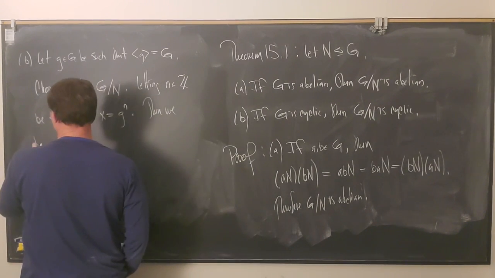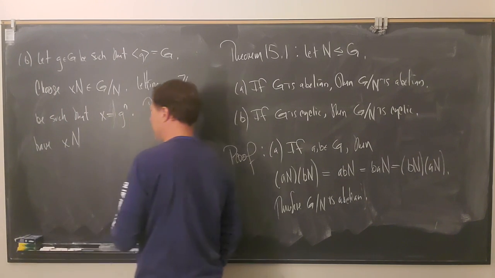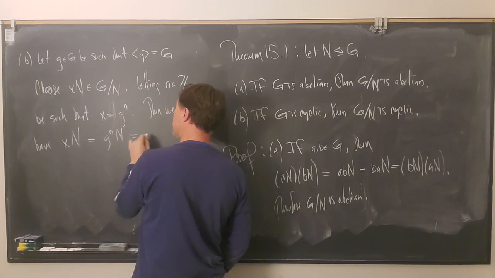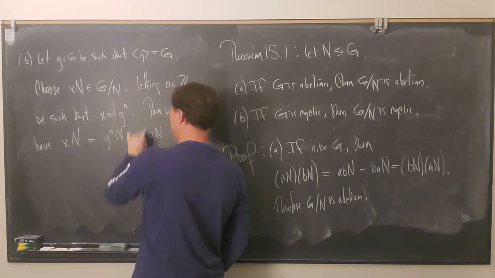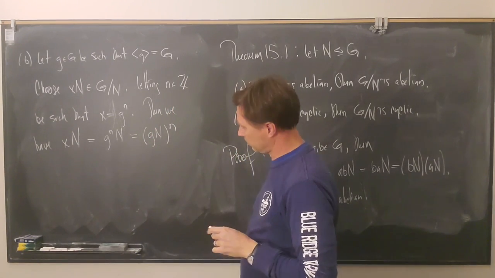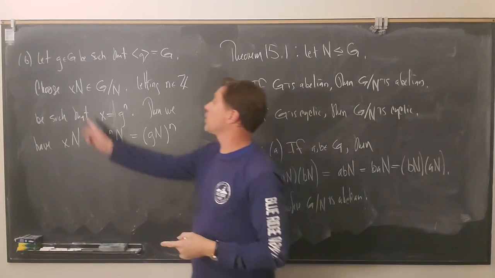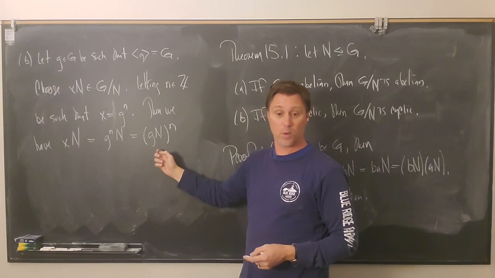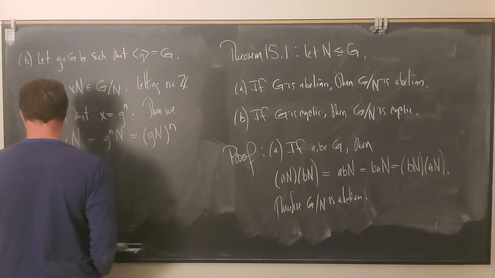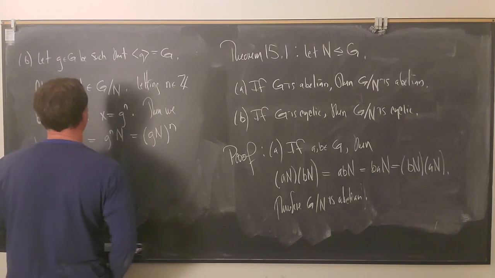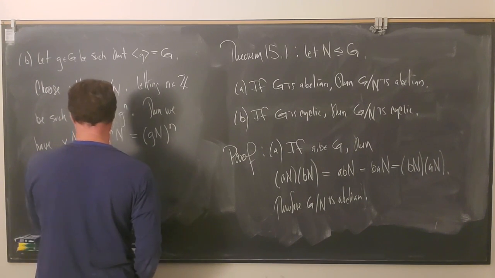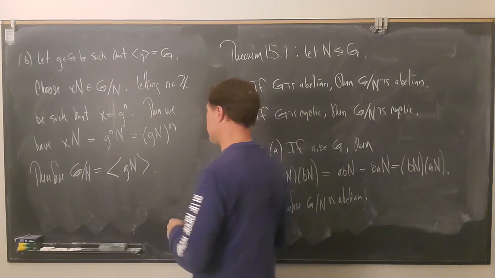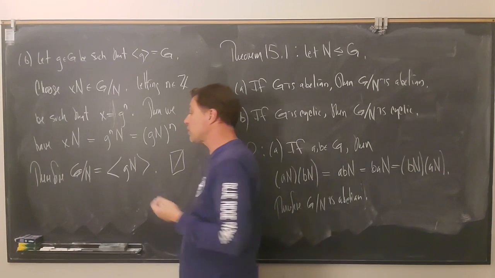Then we have x times capital N is equal to g to the n times capital N, which is equal to gN raised to the little n. So what have we shown now? We've shown that every element in the quotient can be expressed as a power of this particular element of the quotient. Therefore, G mod N is equal to the subgroup generated by gN, which tells us that it's cyclic. Right? We produced a generator.